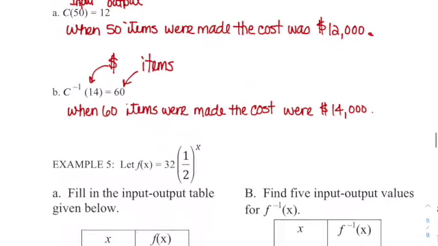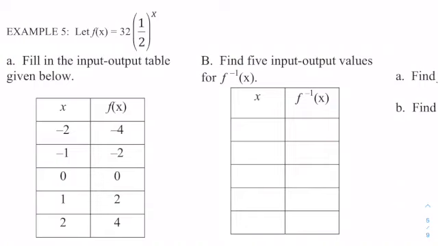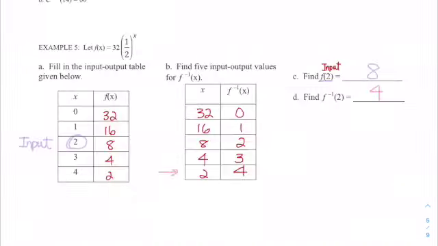Going on to example number 5. Please fill out your table B for the f of the inverse. So here are the answers for example number 5. I took one half to the 0 power, which is 32 times 1 equals 32. And then the next is actually half of 32, and it's going to be 16 and so forth. That's how I get the numbers for this column for the f of x. Then I switched over, and that's just pretty much switching it.